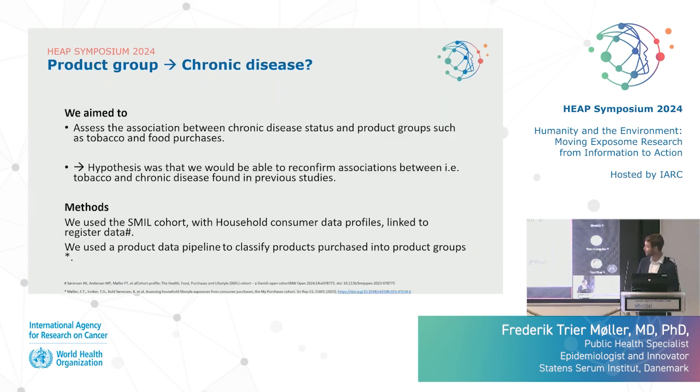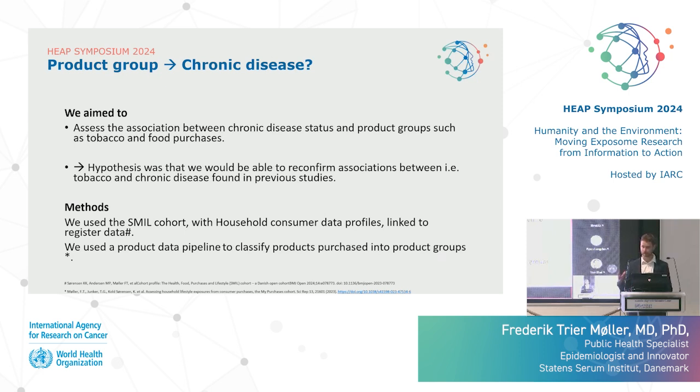Now, moving on to this subject about product groups and chronic disease. We decided to try to look at the association between chronic disease and product groups such as tobacco and food purchases. Our hypothesis was that we would be able to reconfirm associations such as tobacco, smoking, and chronic disease found in previous studies. We used the SMEAP cohort with household consumer data profiles linked to registered data. I'll come back to that.